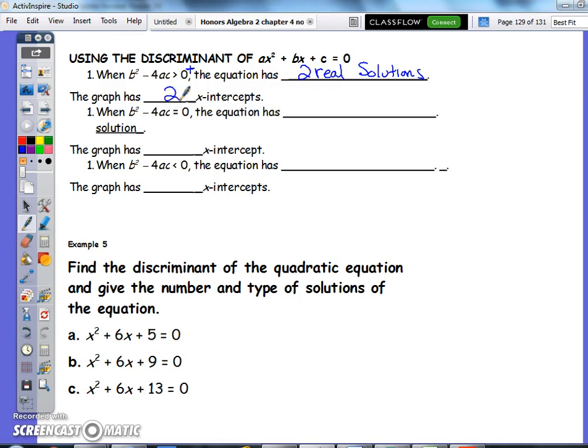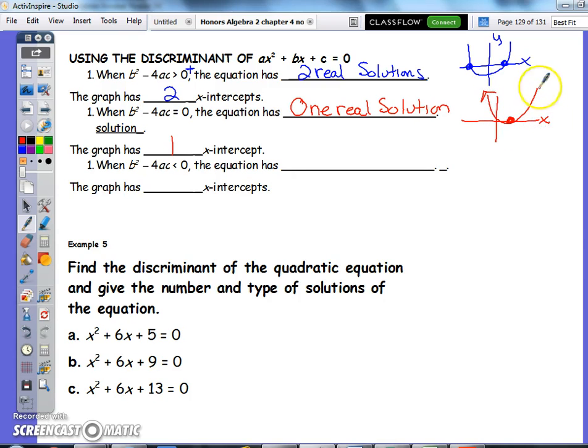If you were graphing it, and this is your x and y axis, you know it's going to be a parabola. It's going to cross the x-axis in 2 places. That's the first part. Then when b squared minus 4ac equals 0, you have one real solution and one x-intercept. At this point, the x-intercept is usually the vertex, not always, but it's only going to cross the x-axis one time. That's what that one looks like.